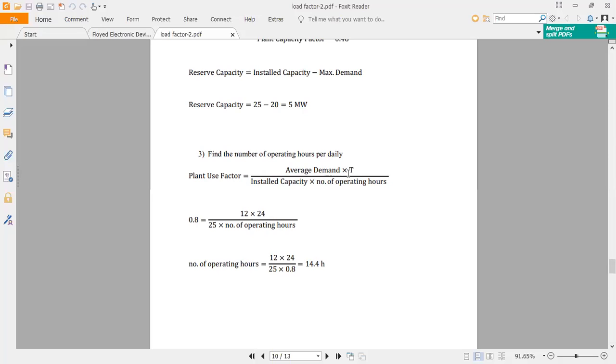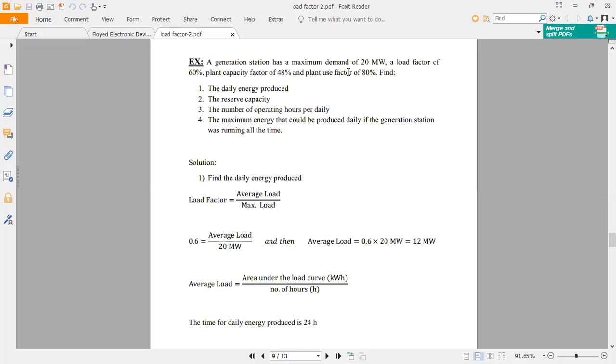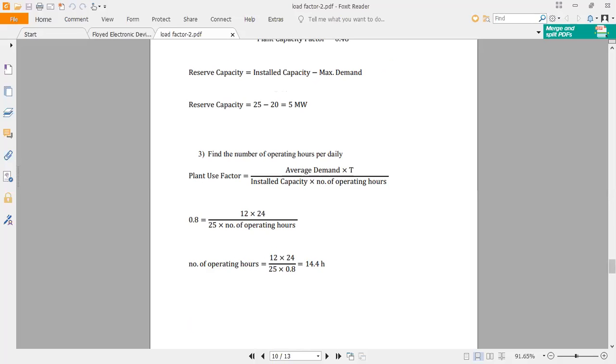average demand into T, divided by installed capacity into number of operating hours. For this purpose, the plant use factor is 0.8, and it is given in the question here. Plant use factor is 80 divided by 100, we get 0.8.